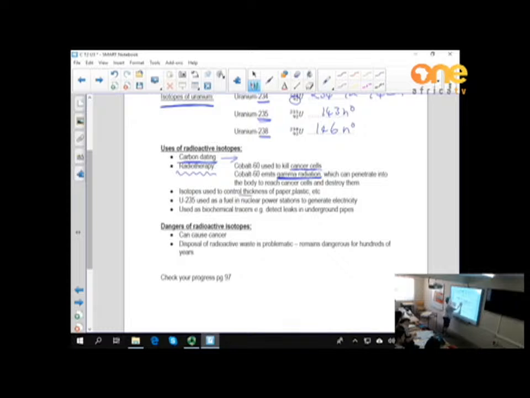Isotopes are used to control the thickness of paper. When paper is made, we have huge rollers that roll it out to a certain thickness. When you buy paper, if you go to Walton's and say you want to buy paper, you can buy from thin photostat paper to thicker qualities of paper. Do you understand what I'm talking about? Yes. Now, in the factory where they manufacture it, there must be a mechanism to measure and determine how thick the paper is.